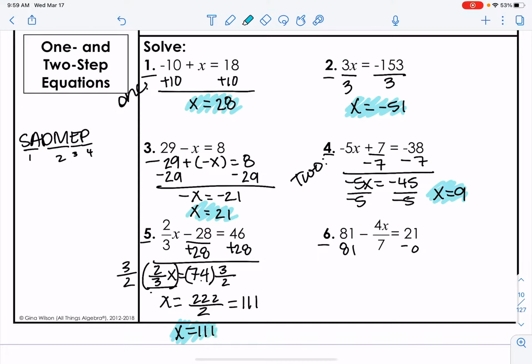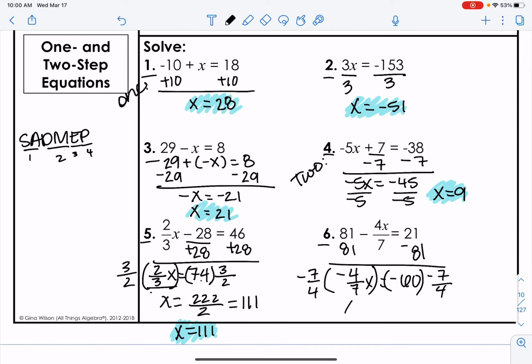And then finally, number 6. Same thing. I'll go ahead and subtract 81 from both sides. So I have -4/7 x equals -60. I'll multiply both sides by the reciprocal of that fraction, which is -7/4. And I'll find that x is equal to 105. And that is it for our bell work for today.